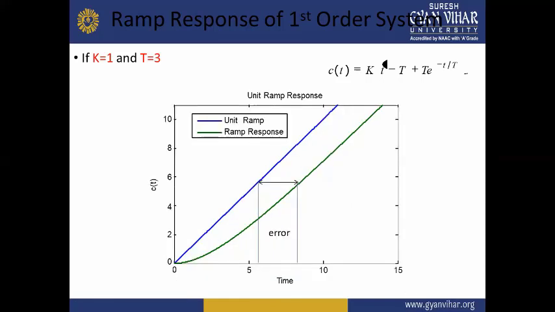Now, if you increase the time constant, as I have told you, with the increase in the time constant the system becomes more sluggish. That means if the system becomes more sluggish, the error increases if you keep the gain constant. So it is advised that for ramp inputs, your time constant should be minimum.